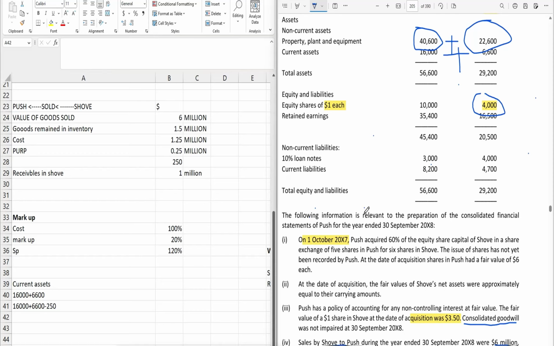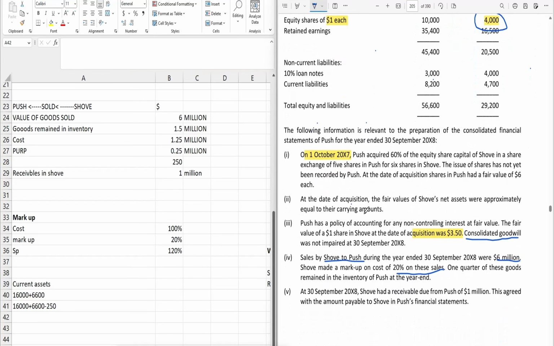Now one more thing, we need to check whether there are receivables or payables remaining in any of the accounts of the company. In the last note, they said that at September 20X8, SOV had a receivable due from PUSH of 1 million, and this agreed with the amount payable to SOV in the PUSH financial statements. So in the PUSH financial statements, it has been recorded as a payable, but in the SOV financial statements, it has been recorded as a receivable. So receivable is also part of the current asset.